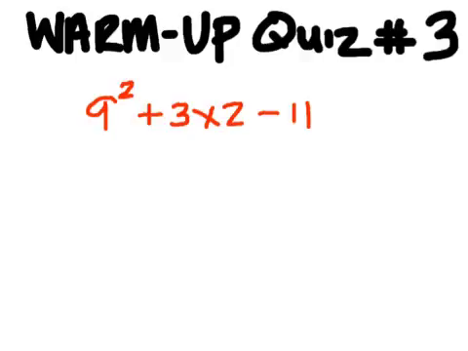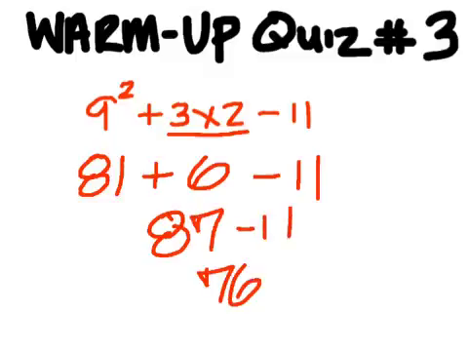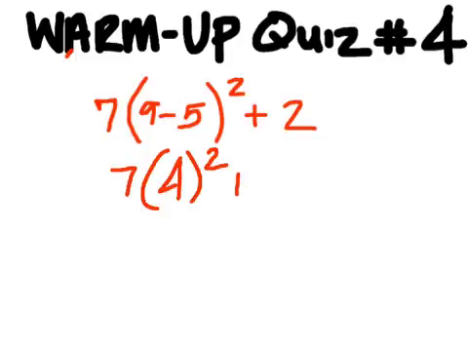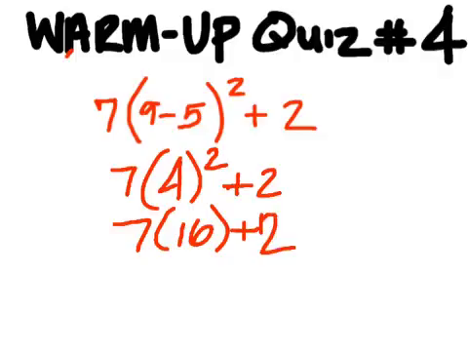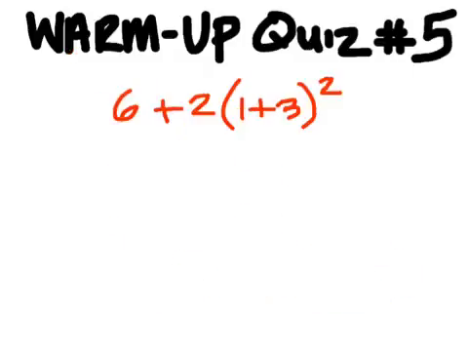Problem number 3. 9 squared is 81. 3 times 2 is 6. And minus 11. That should be 87 minus 11 for 76. Problem number 4. So you have to do 9 minus 5 is 4 squared, which is 16. That'll be 112. Plus 2 is 114. Problem 5.